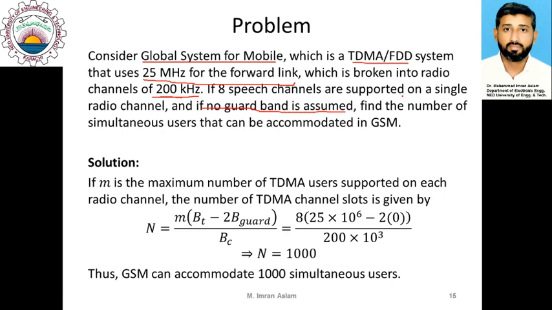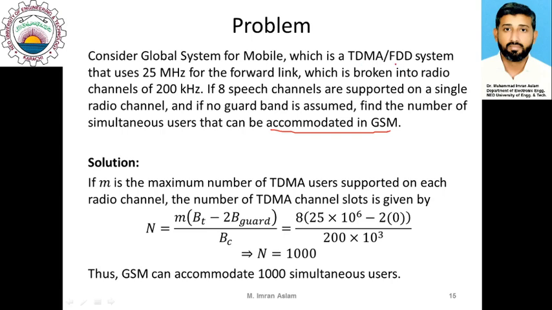Each channel is divided into 8 different time slots. So there are 8 speech channels supported by a single radio channel. So at a single frequency band, we have 8 different time slots or 8 different users that can be accommodated in the one radio channel.